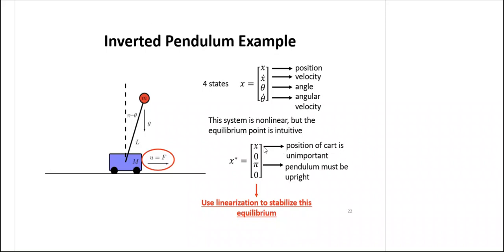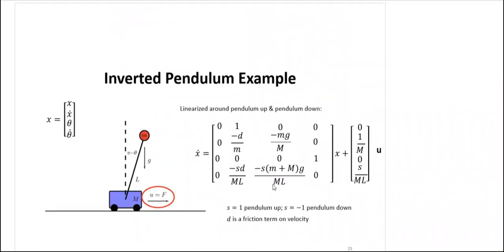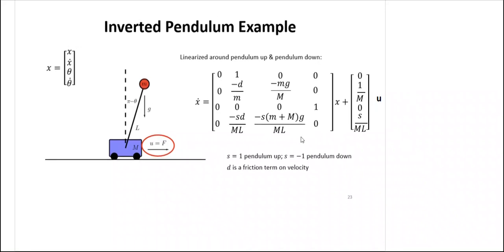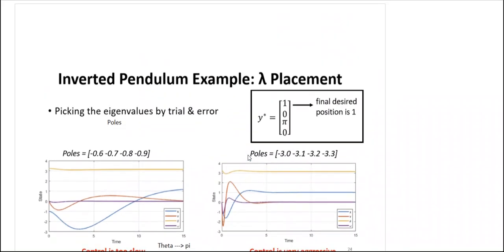The position of the cart is not important, so leave it as x, whatever it may be, but we want the velocity to be 0, and so the angular velocity. But the pendulum's angle will be pi. And we can linearize around the pendulum, and there's a u term here, which is the force, and s equal to 1 is pendulum up, minus 1 is pendulum down. This is the friction on the cart.